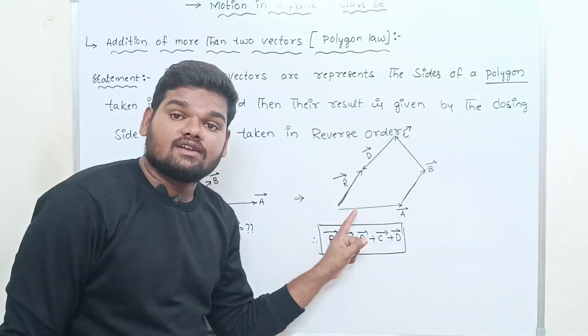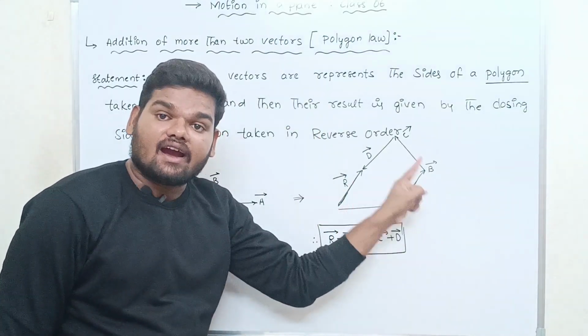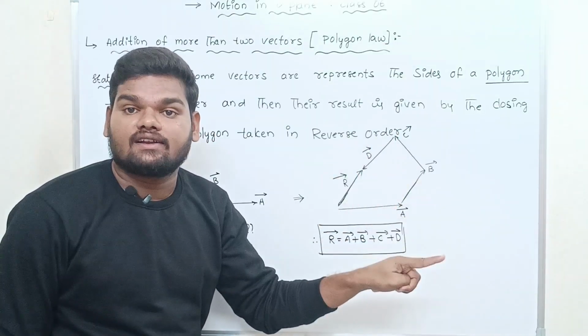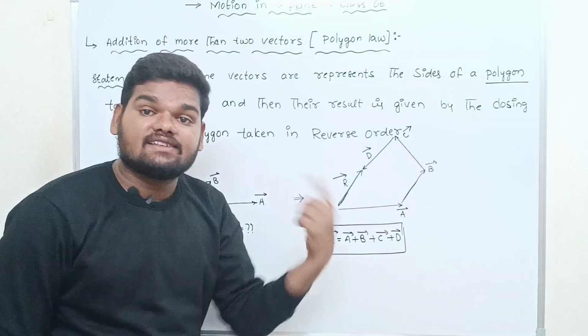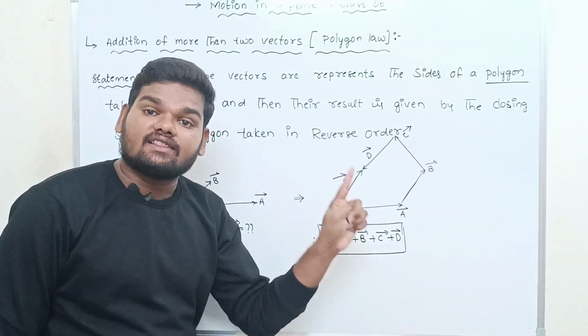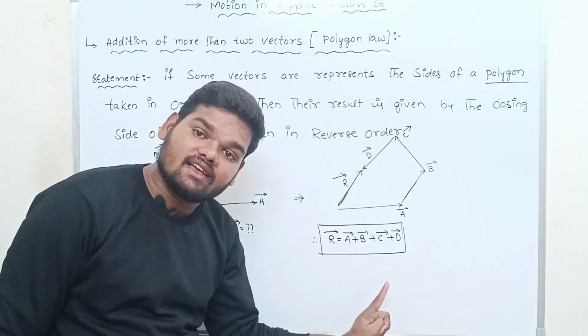Are you getting it? So what is the polygon law of vector addition? If the vectors are taken in order to represent the sides of a polygon taken in order, and if you want to find the resultant, the closing vector must be taken in reverse order. Then it gives the resultant of the remaining vectors. Is it clear? Any doubts?